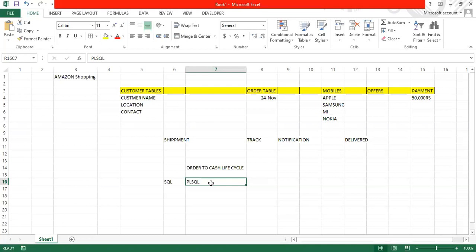When you come into the picture of learning PL/SQL, then you will understand how simply the logic can be written. Okay, it looks very difficult, but when you actually start putting your first steps towards PL/SQL, then you will notice how simply the logic can be written. Okay. Now this is all about PL/SQL.